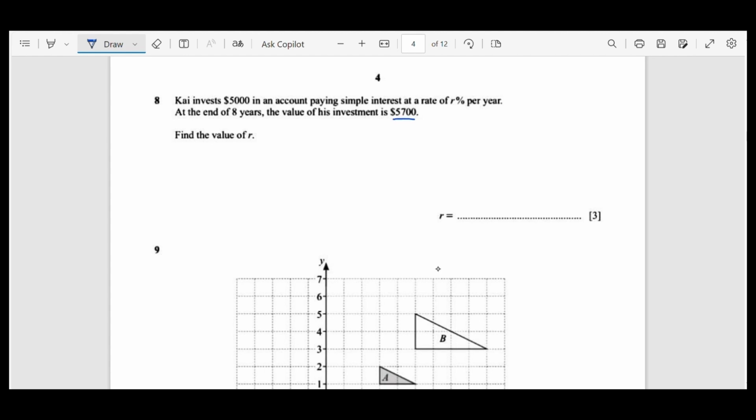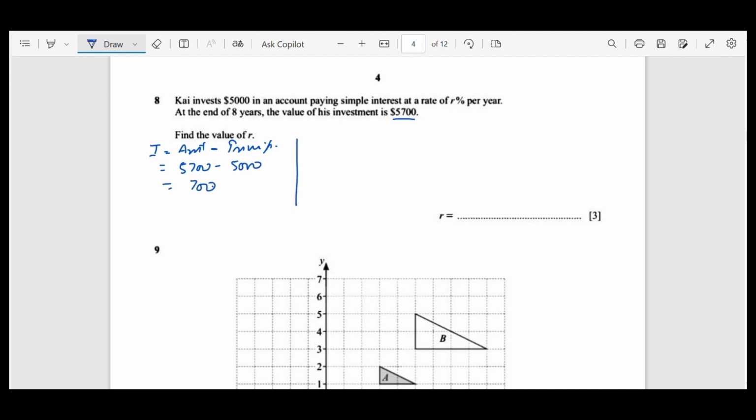So find the value of R. Interest is equal to amount minus principal, right? So this will be equal to 5,700 minus 5,000, which is equal to 700.